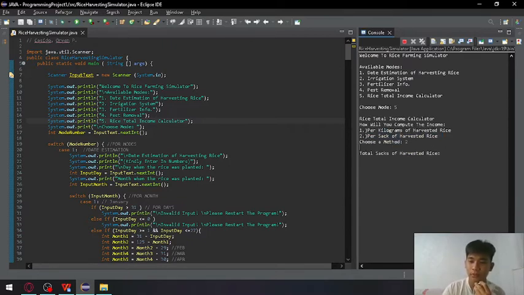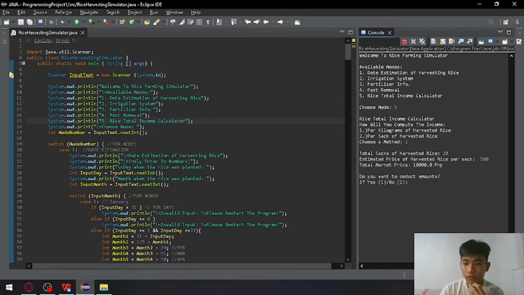Now let's try the second option, which is the per sack of harvested rice. Let's say number 2, total sacks of harvested rice. Let's say 20 sacks of harvested rice. Let's input the value per sack. Let's say 500 pesos. It will total 10,000 pesos.